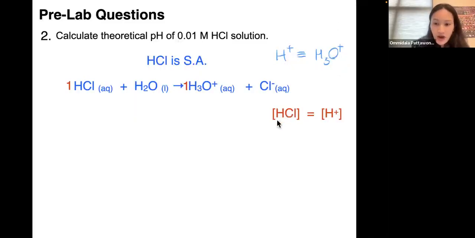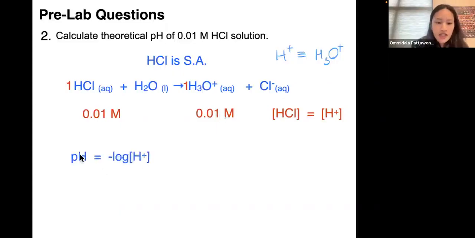Again, the reason why the concentration of hydrochloric acid is the same as the proton in this case is because this is a strong acid, so it's completely dissociated. That means if you have 0.01 molar of hydrochloric acid, you are going to end up observing the same molar concentration for hydrogen ion as well. This concentration of hydrogen ion can be used to calculate the pH.